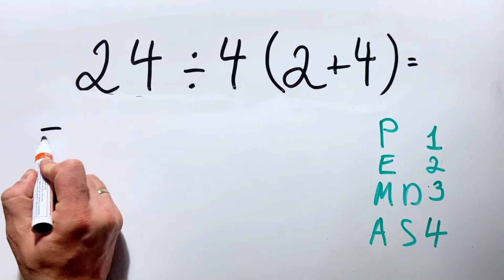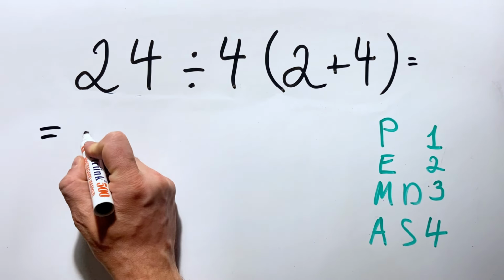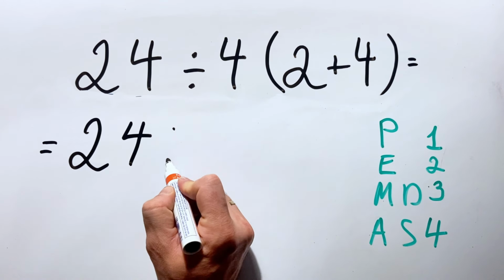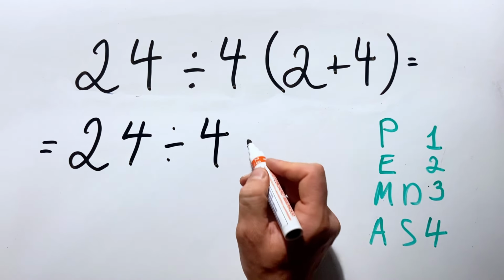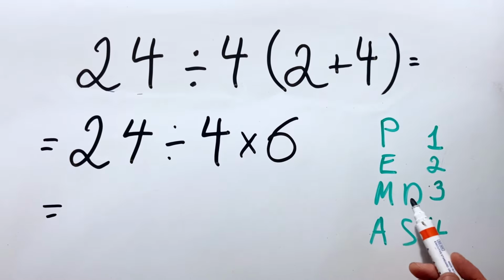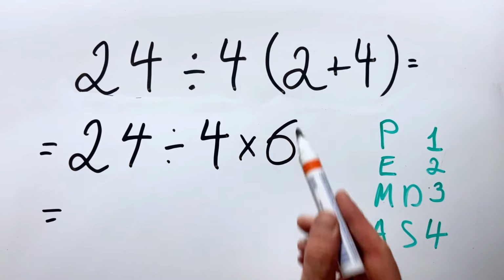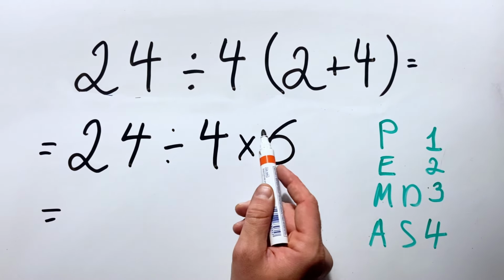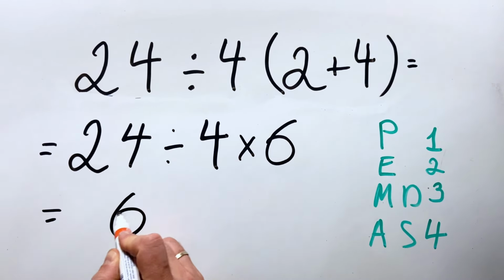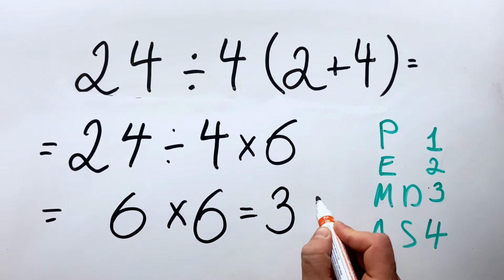So what do we get? We do first the parentheses, so 2 plus 4 equals 6, and we have 24 divided by 4 and multiplied by 6. We know now that multiplication and division must be done from left to right. So we do first this division and later this multiplication. 24 divided by 4 is 6, so we get 6 multiplied by 6, which equals 30.